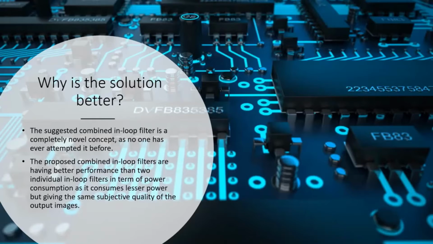Why is the solution that I propose better? Because the suggested combined in-loop filter is a completely brand new idea, as no one has ever attempted it before, and the proposed combined in-loop filter is proven to have better performance than the two individual in-loop filters in terms of power consumption, as it consumes less power while giving the same subjective quality of the output image.